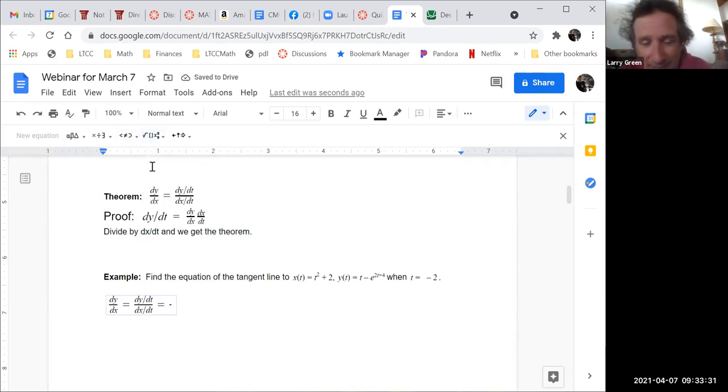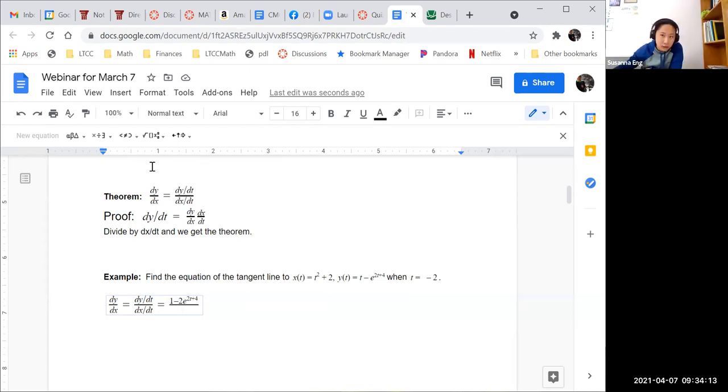So dy dt is derivative of t is 1. What rule do I have to use to find the derivative of 2e to the 2t plus 4? Hopefully you remember. Yeah, chain rule. Derivative of 2t plus 4 is 2. E to the 2t plus 4. Any questions on dy dt? dx dt, I'm hoping you can all get that in your sleep. What's the derivative of t squared plus 2? 2t. 2t.